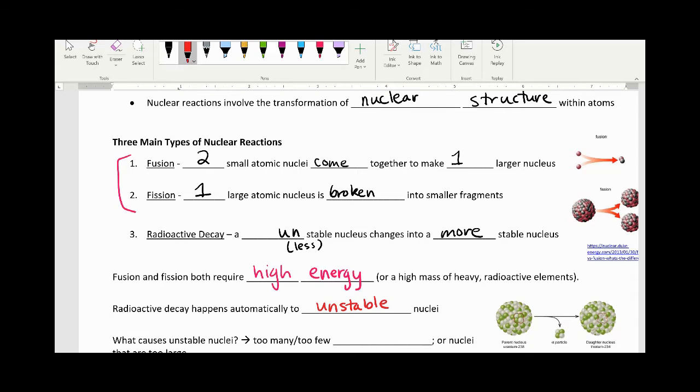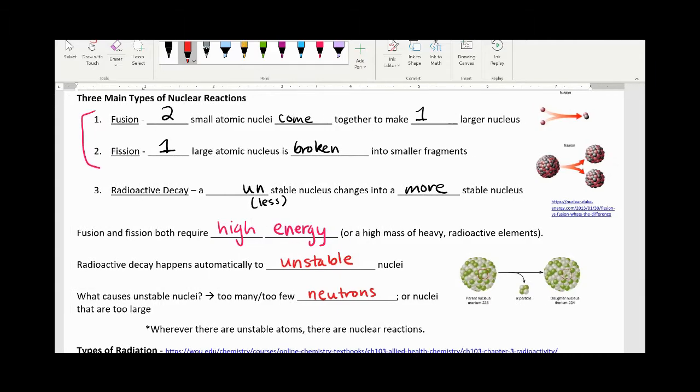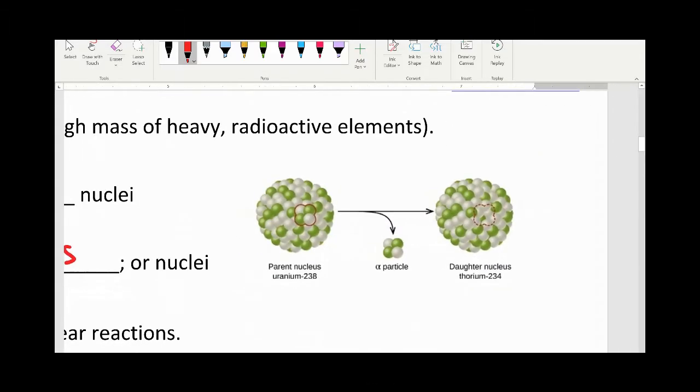So we might ask, what causes unstable nuclei? That's what we just looked at in the simulation: whenever you have too many or too few neutrons in your atom, or your nuclei are just too large to really be stable. Here's an example of a uranium atom, which is really large, and radioactive decay often involves elements within the F block, that little strip of elements beneath the periodic table. Uranium is one of them, and here we see it decaying to a thorium atom and releasing what's called an alpha particle of radiation.